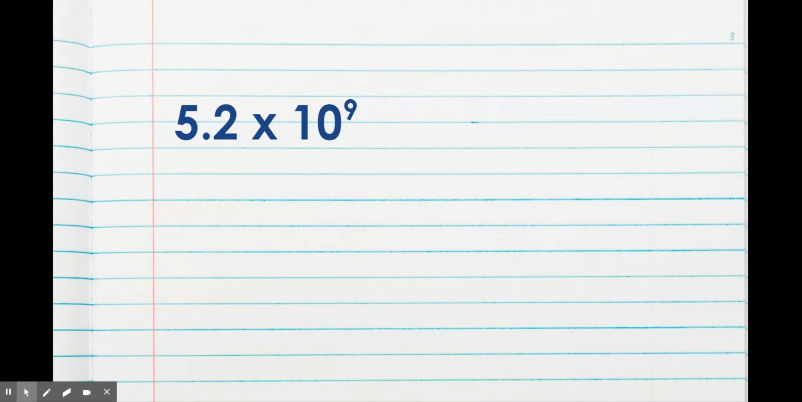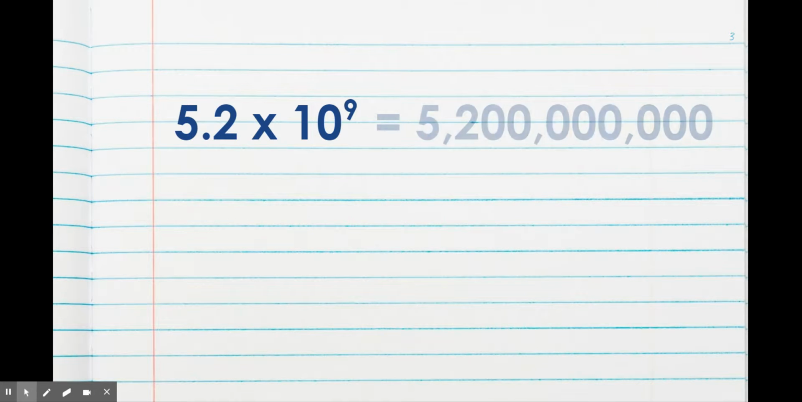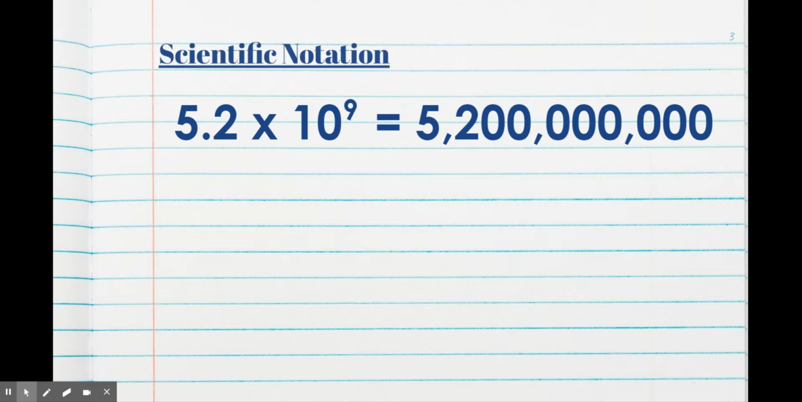So here is a number that's written in scientific notation. We read this as 5.2 or 5 2/10 times 10 to the 9th power. Here is that number written in standard form. We read this number as 5,200,000,000. So the one on the left is scientific notation, written as the product of a number between 1 and 10 and a power of 10. And then on the right is standard notation, or the normal way that we write numbers.